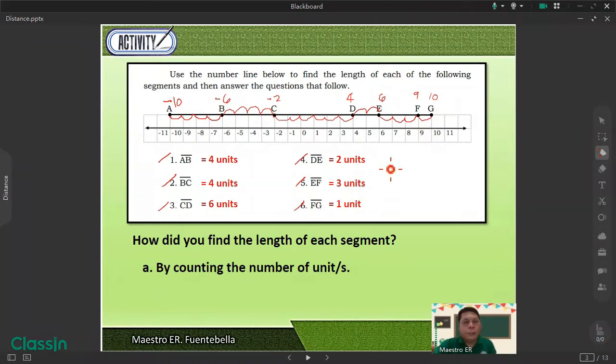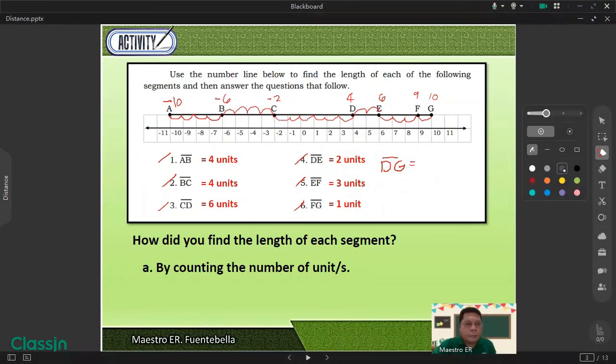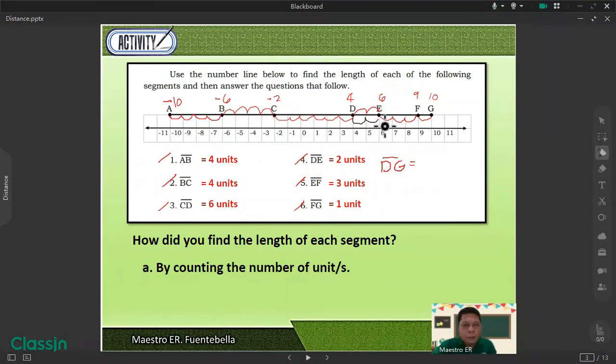Okay, so if we are going to find the length of segment DG, let's count the number of units between point D and point G. From D to G, we have 1, 2, 3, 4, 5, 6. So segment DG is equal to 6 units.